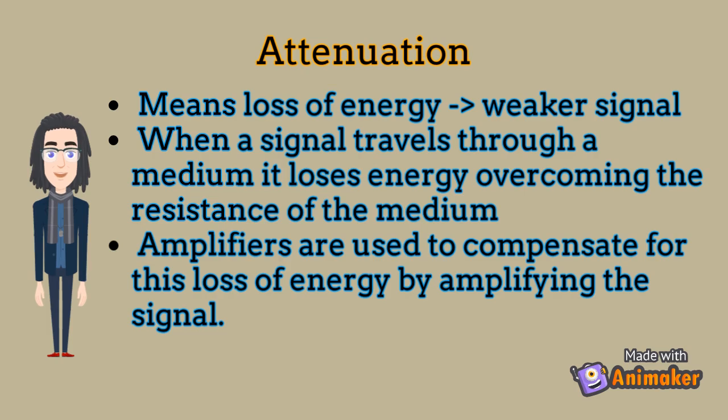Attenuation means loss of energy, which means a weaker signal. When a signal travels through a medium, it loses energy overcoming the resistance of the medium. Amplifiers are used to compensate for this loss of energy by amplifying the signal.